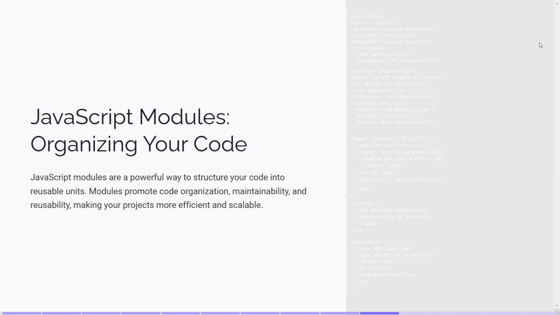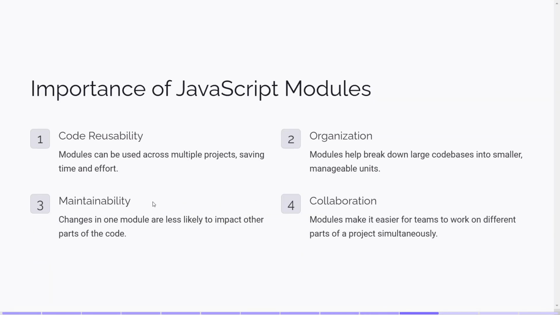What are modules? JavaScript modules allow us to split code into smaller reusable pieces and manage dependencies more effectively. That means they help organize code and improve maintainability. JavaScript modules are a powerful way to structure your code into reusable units. The importance of JavaScript modules. Here we can see there are four main importances of JavaScript modules. They are used for reusability, organization, maintainability and collaboration. For reusability, JavaScript modules can be used across multiple projects at the same time.